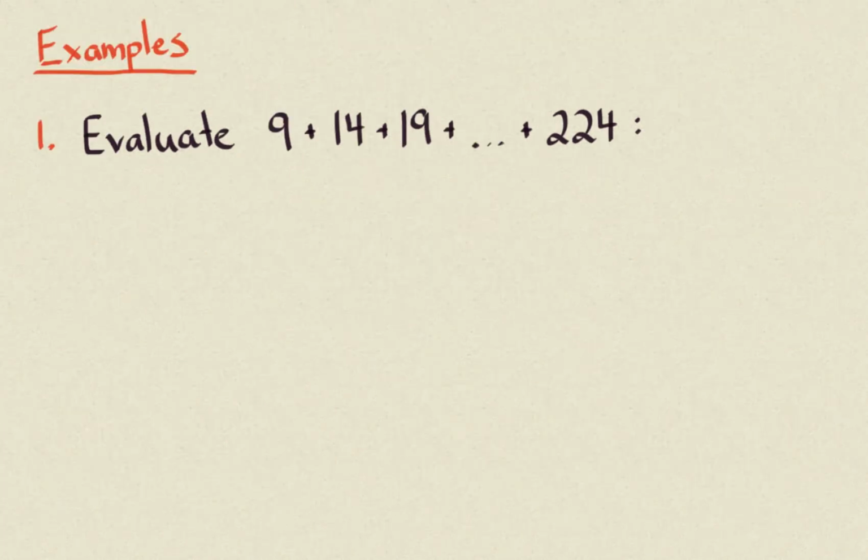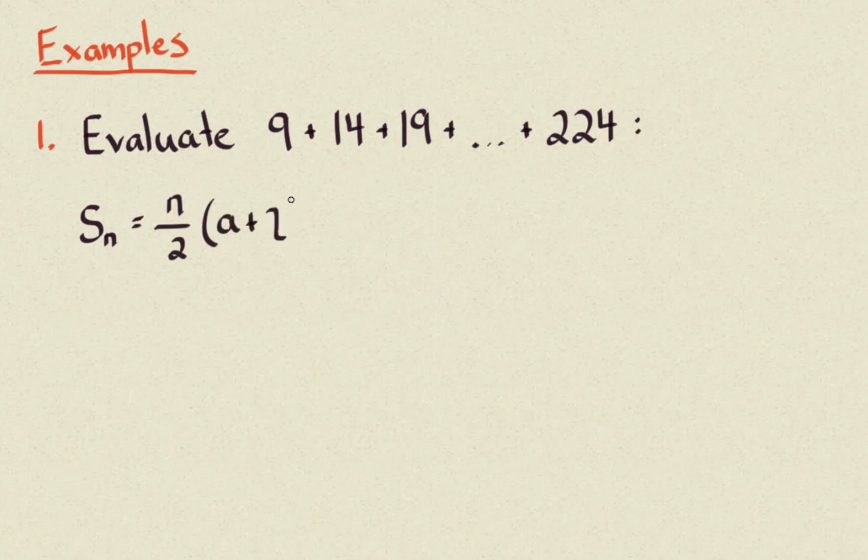Example 1. Evaluate 9 plus 14 plus 19 and so on all the way up to 224. So can we evaluate this sum? So we want to use the sum formula that we just came up with, which says the sum of n terms is n on 2 outside of A plus L. Or we can write this as the sum of n terms is n on 2 outside of 2a plus n minus 1 times d.